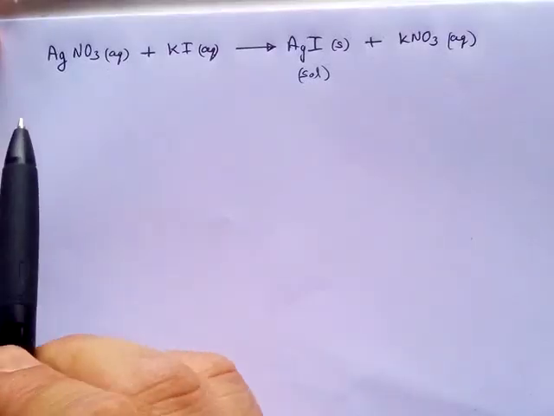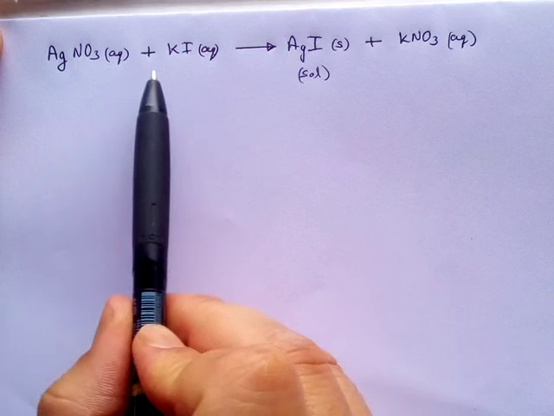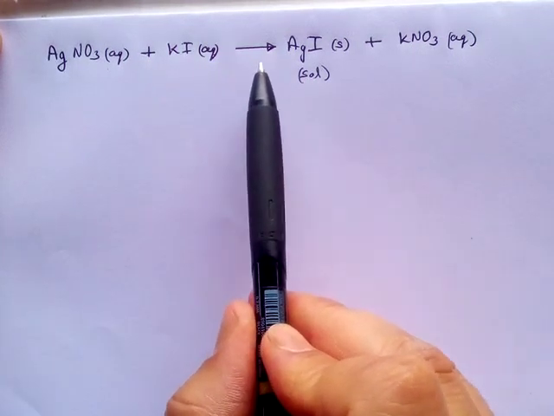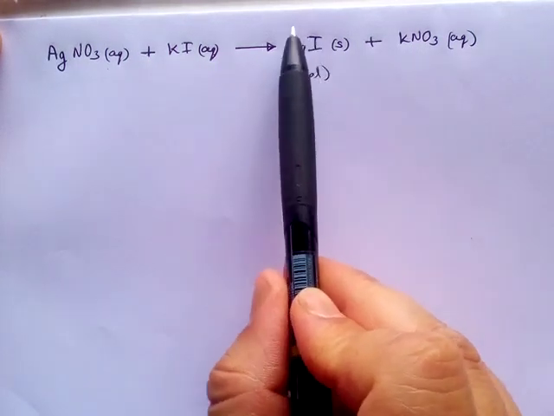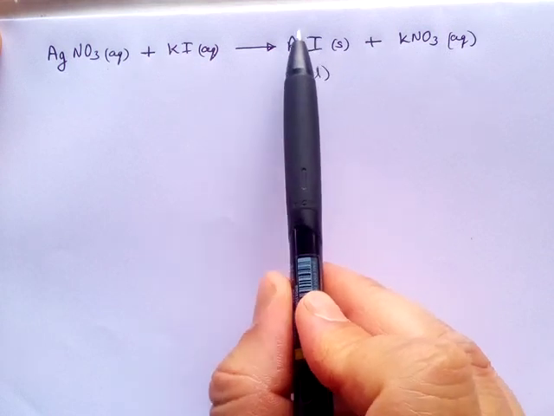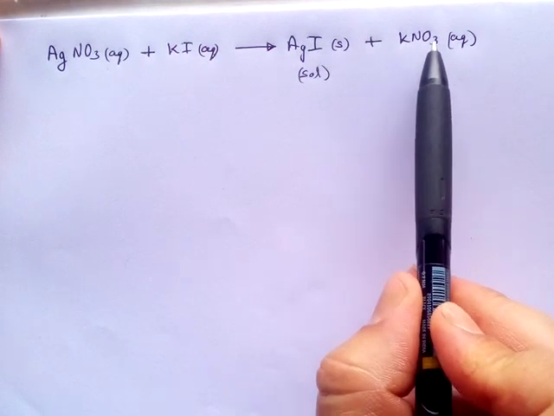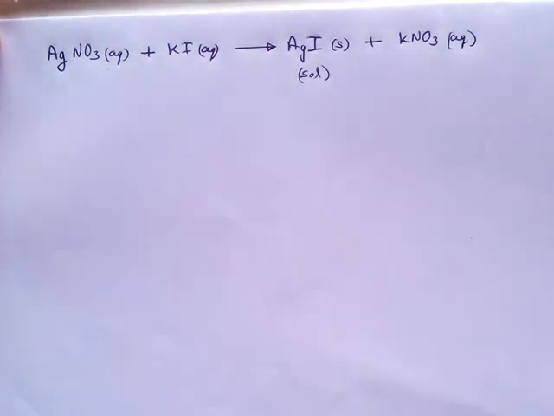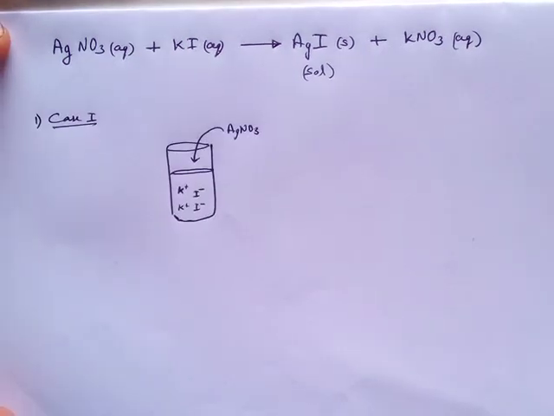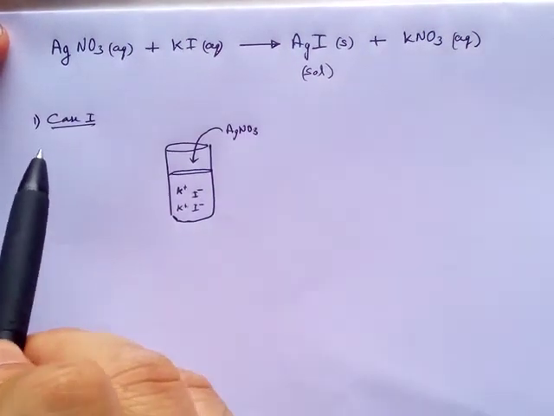Okay, look at this equation. AgNO3, silver nitrate, reacts with potassium iodide to form silver iodide sol. This is a solid particle precipitate, plus KNO3. So it can be prepared in two ways. I'll take this as case 1.